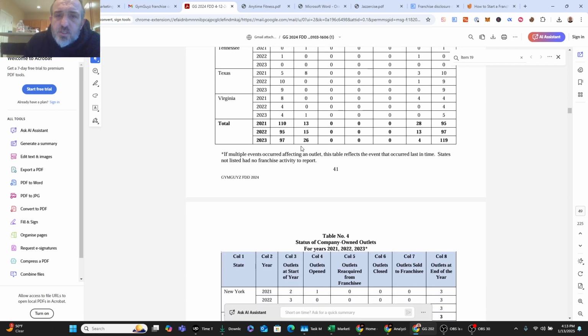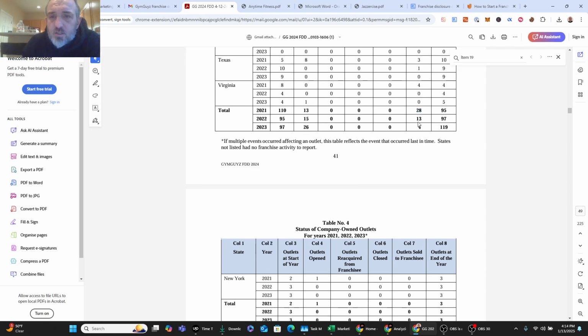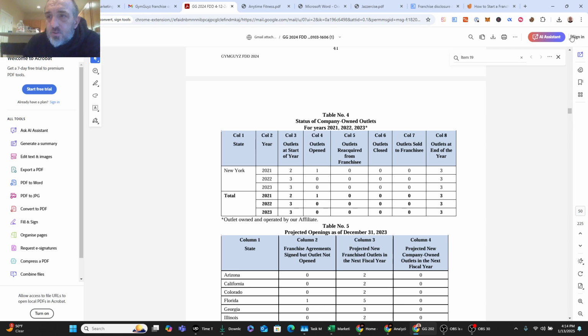So if you go all the way down to the bottom, if you look at this, you had 28 close in 2021, 13 in 2022, and 4 in 2023. That's some pretty high closure rates. I mean, we're talking about nearly 30% closures. And to me, that's concerning. So between the two, it's saying that the franchisees aren't actually seeing the value you'd like them to see.